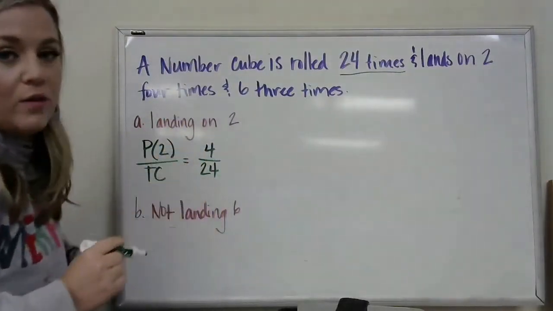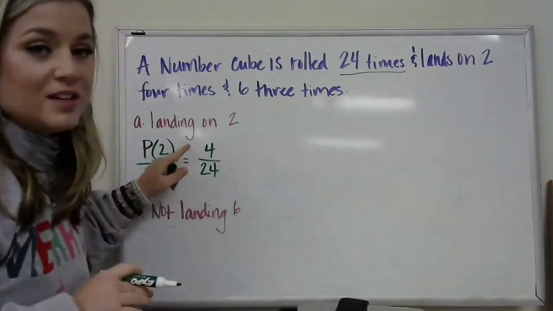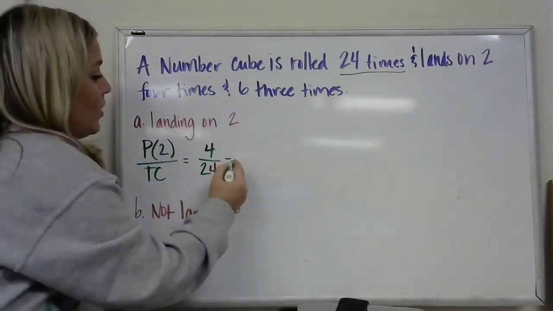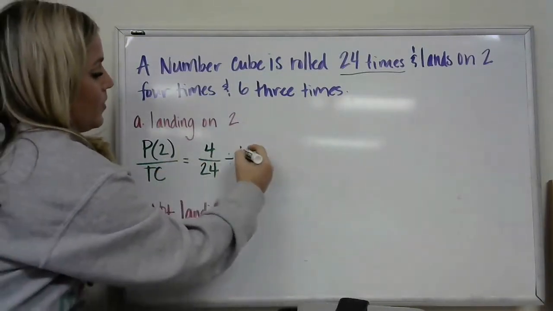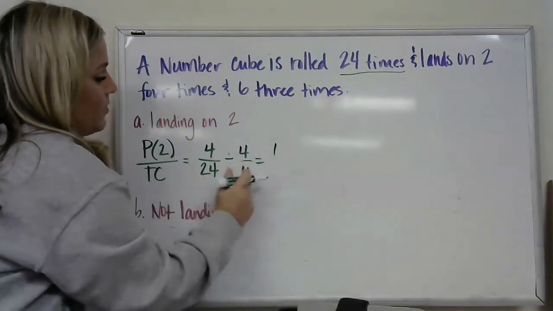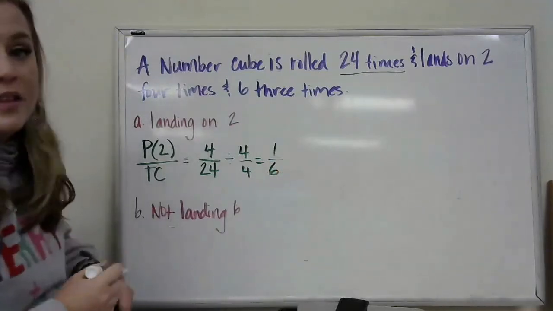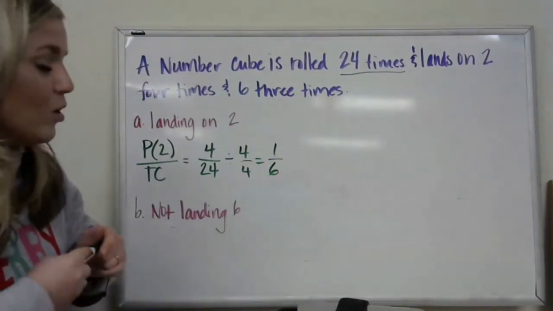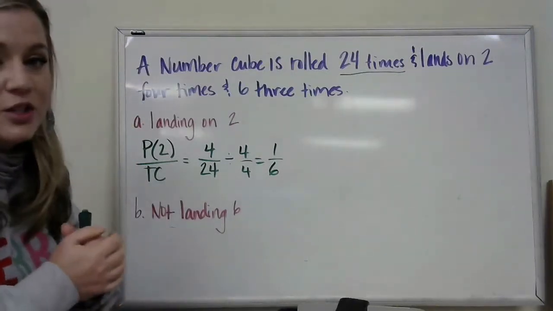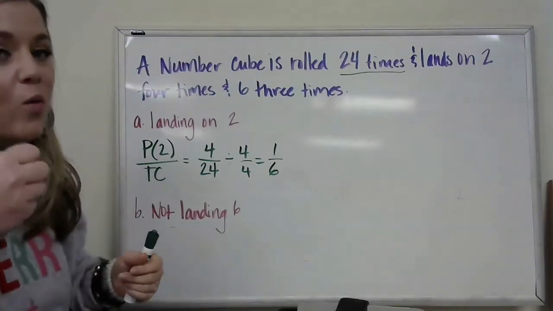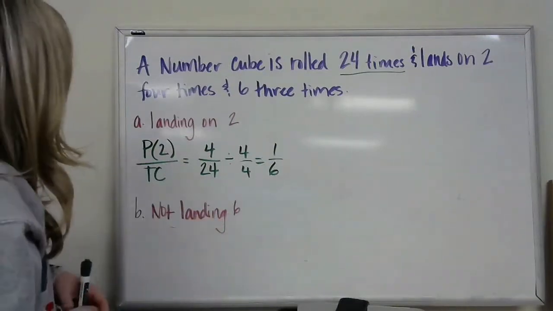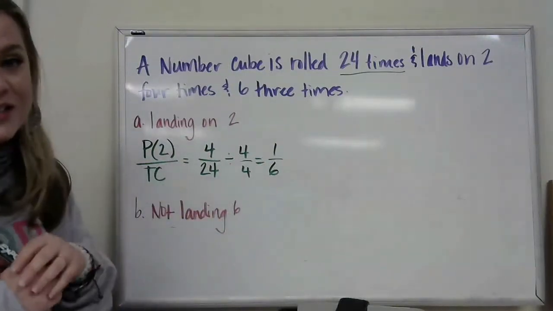So 4 out of 24, but we know that that can get smaller because it's an even number on top of an even number, and we need to simplify that. We can simplify it by 4. So 4 divided by 4 is 1, and 24 divided by 4 is 6. So the experimental probability of rolling a dice 24 times in this experiment is that it landed on 2 one out of 6 rolls. So 1 out of every 6 rolls, it landed on 2. Okay, that's pretty easy.